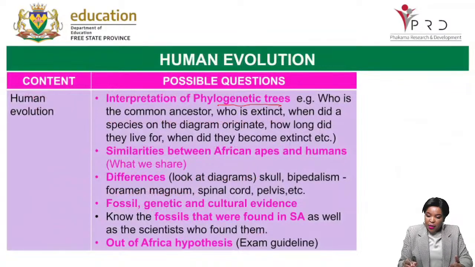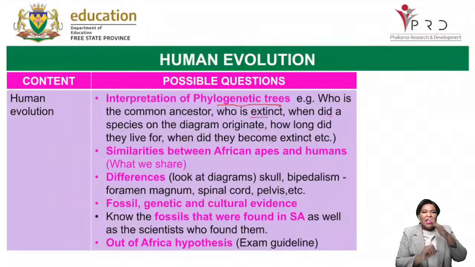Now, an example is, who is the common ancestor? Who is extinct? When did the species on the diagram originate? How long did they live for? And when did they become extinct? Meaning, you must be able to read it. Tell us, this organism, this Homo, the ancestor is this one. The ancestor lived for how long? It became extinct here, when? So that interpretation, you may be asked about a phylogenetic tree.